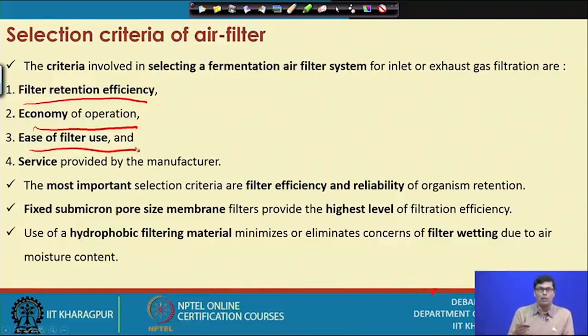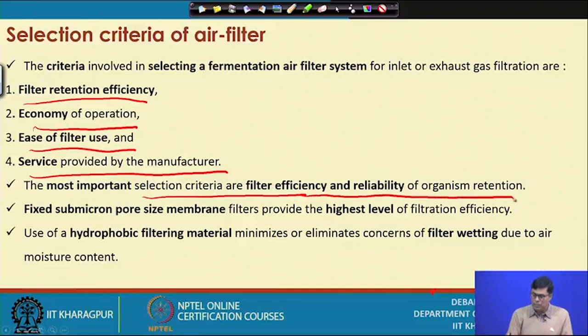Age of the air filter, how easily you can use the air filter, and service provided by the manufacturer. These four factors play a very important role in selecting the air filter. The most important selection criteria are the filter efficiency and reliability of the organism retention. A fixed sub-micron pore size membrane filter provides the highest level of filtration efficiency.